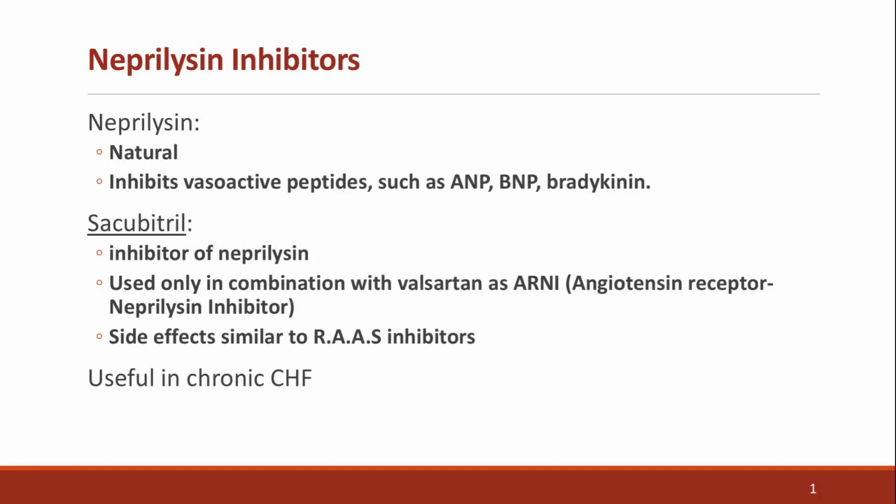Neprilysin is a natural inhibitor of various vasoactive peptides, including ANP, BNP, and bradykinin. Sacubitril is an inhibitor of neprilysin and is only used with valsartan as ARNI, or angiotensin receptor neprilysin inhibitor. Side effects are similar to angiotensin inhibitors, such as angioedema and hypotension.